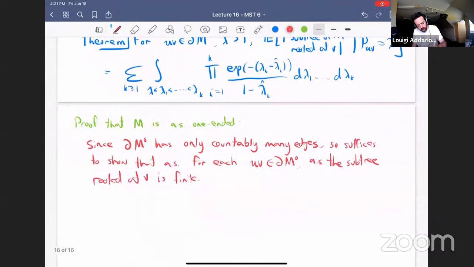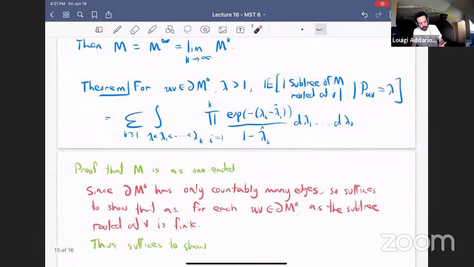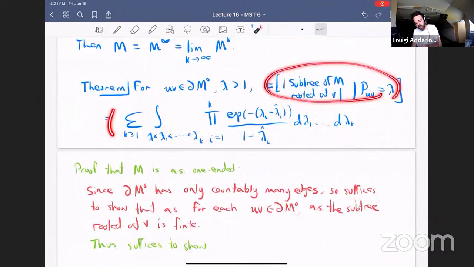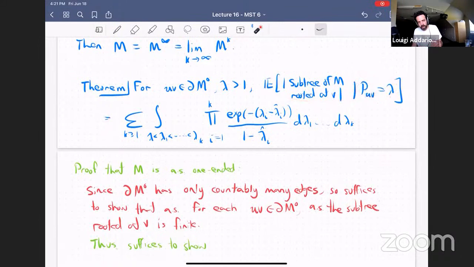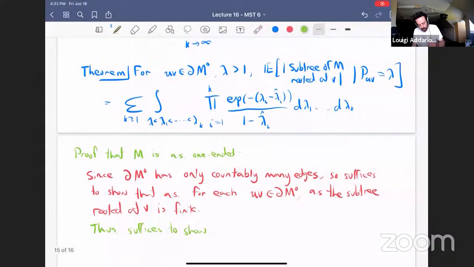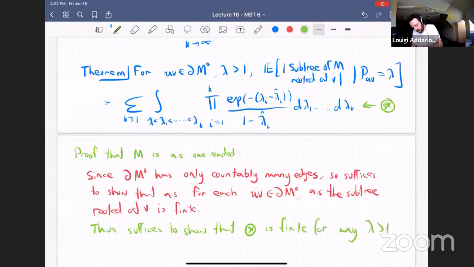Right? And so that means it suffices to show that this integral, which we know is telling us about the expected size of the subtree given that edge weight, is finite. As long as this expectation is finite for any fixed value of lambda, then the tree is almost surely finite, because lambda just takes some value. Okay, so it suffices to show that this thing is finite for any lambda greater than 1.